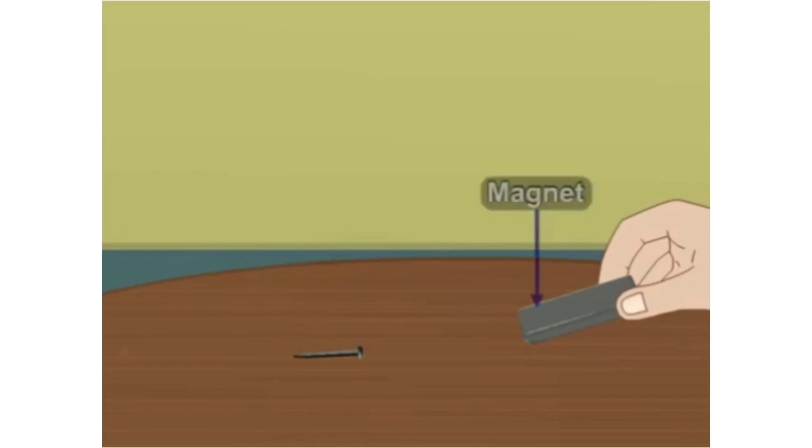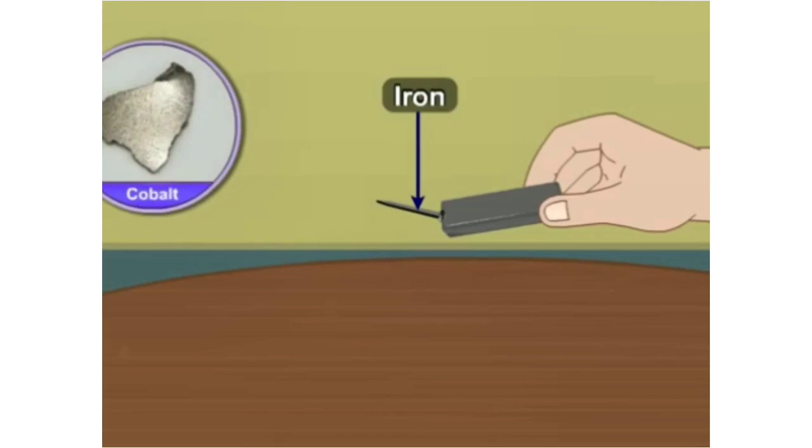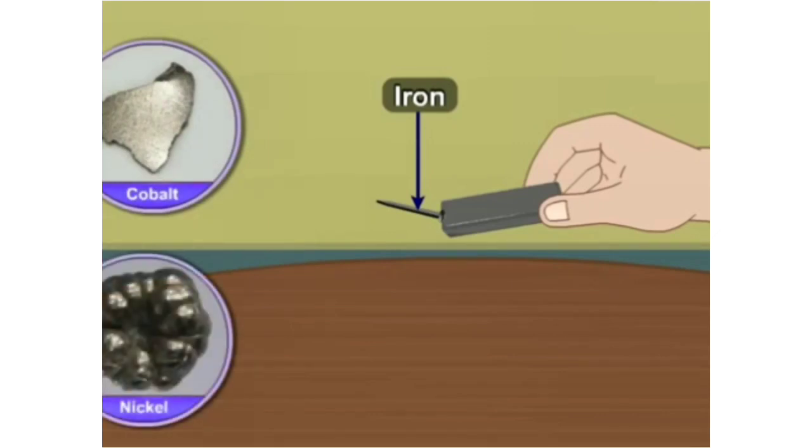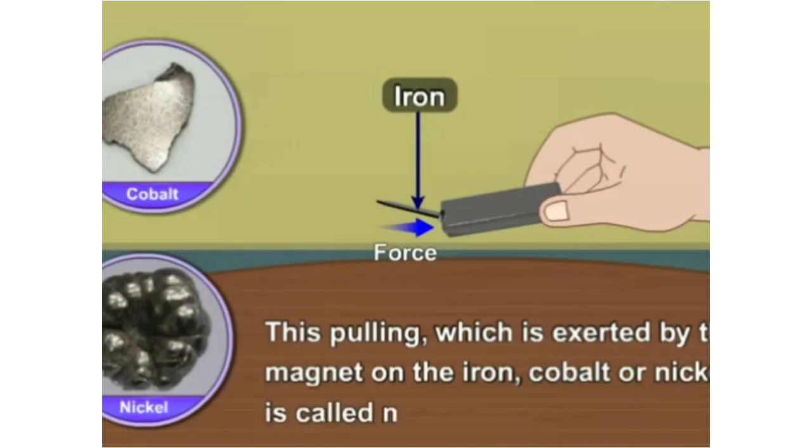Students, have you seen a magnet? A magnet exerts force to attract metals like iron, cobalt, and nickel. This pulling, which is exerted by the magnet on the iron, cobalt or nickel, is called magnetic force.